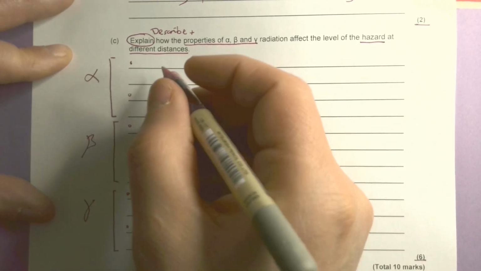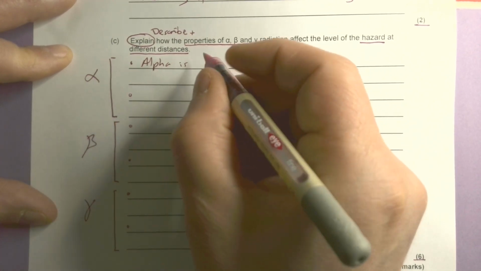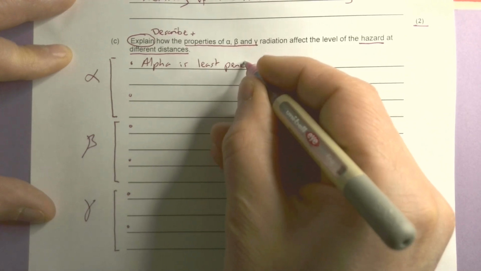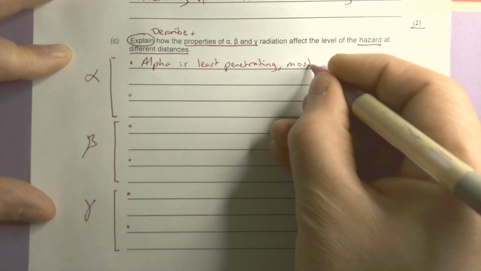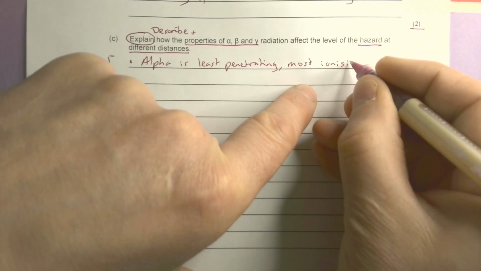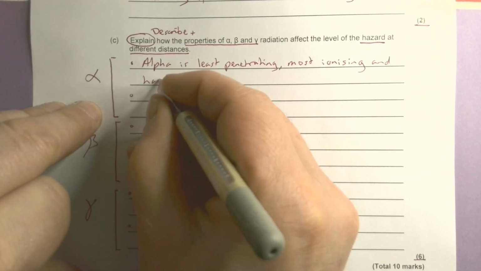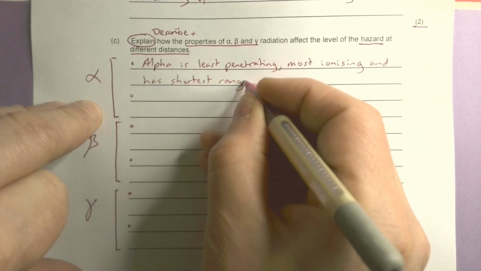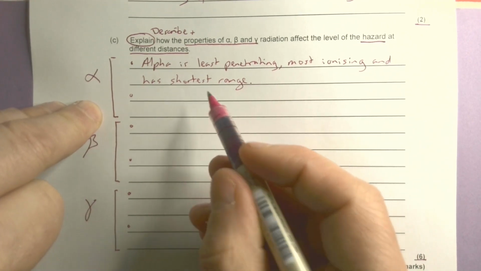So what do I know about alpha? I know it's the biggest, so it's the least penetrating. It's the most ionizing. Okay, so I'm comparing most ionizing, and what else? Has shortest range. Okay, so that's some properties. I've described alpha.